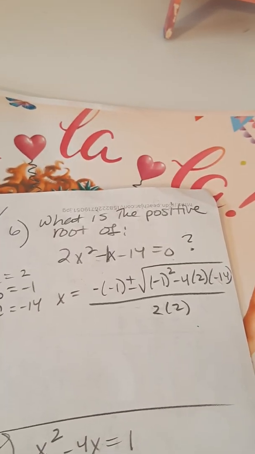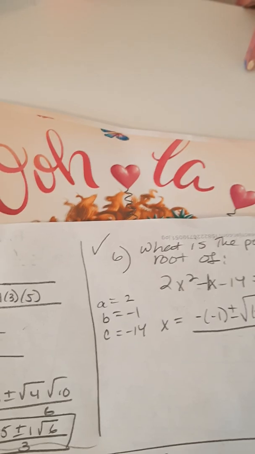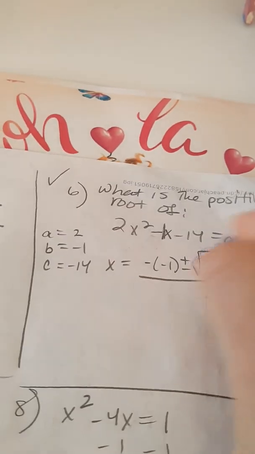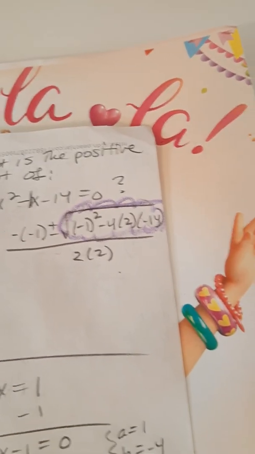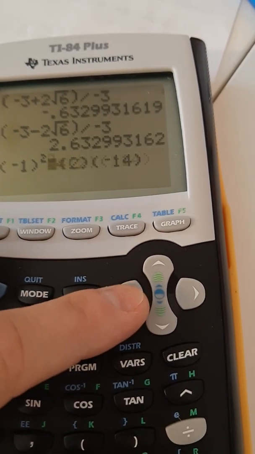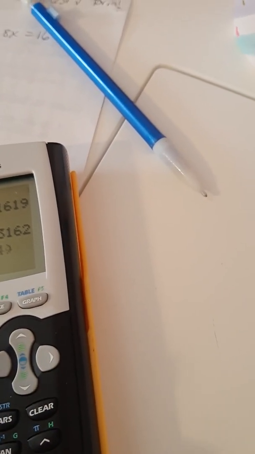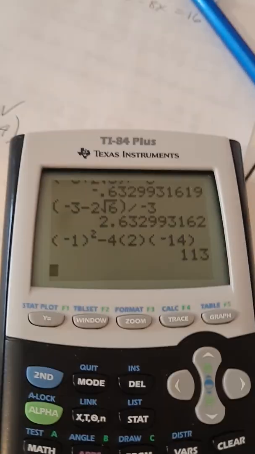All right, so type only, what color is going to show up? Whatever this is, this is purple. Only type this part in the calculator, the part under the radical. I feel like I messed this up. I totally did. Negative 1 squared minus 4 times 2 times negative 14, which gives me 113.